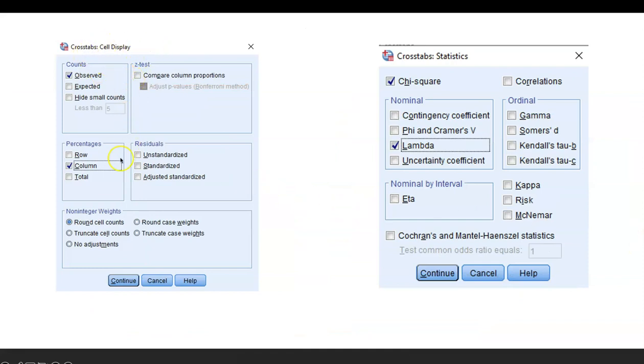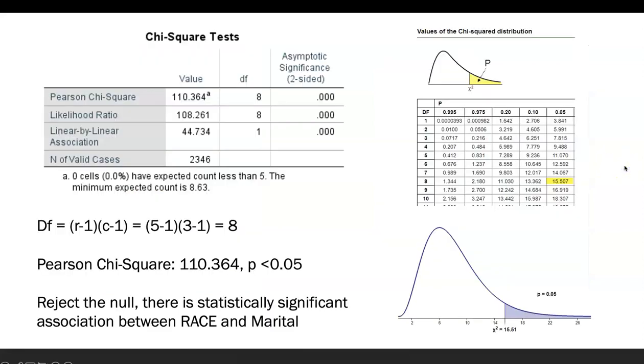In the cell display, you can click the column percentages as you did in the cross tabulation, and also in the statistics option of the cross tab, you will need to click lambda because there are two nominal variables. After doing that, you will find the chi-square tests and the Pearson chi-square. The value is the chi-square statistic. You could also find it by using the Excel file.